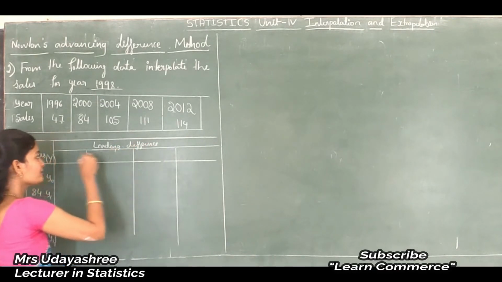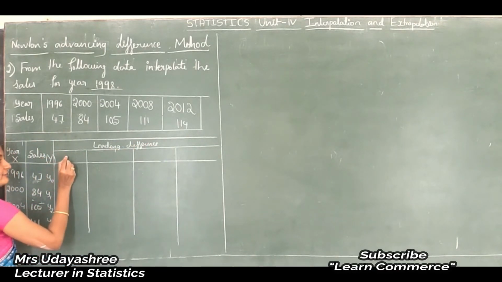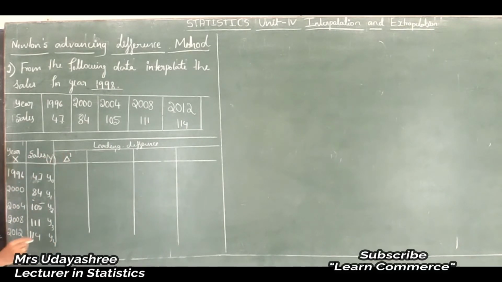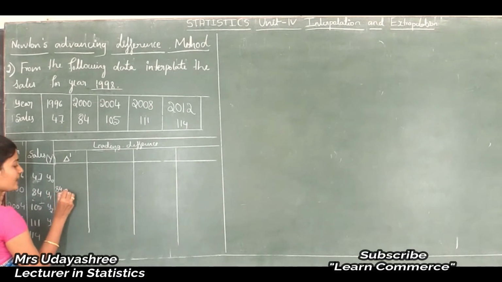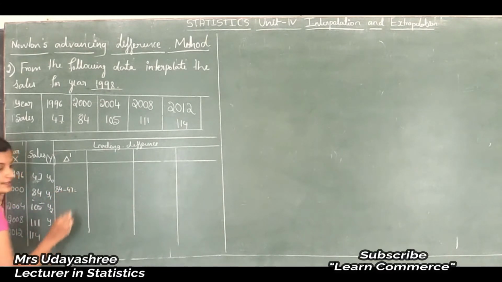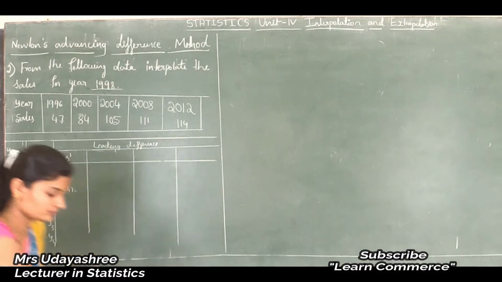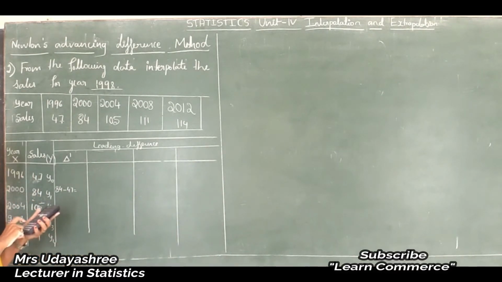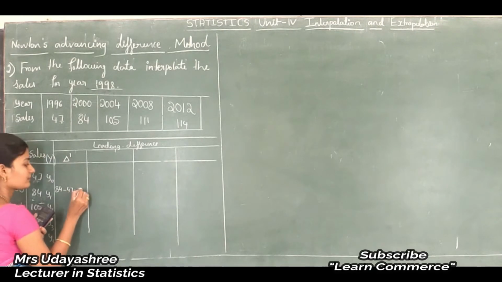In the first column, that is the first leading difference, denoted by delta 1. How to find delta 1? That is y1 minus y0. Here the y1 observation is 84, so that is 84 minus 47, that is 37.